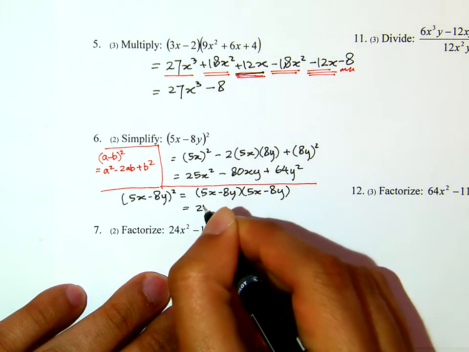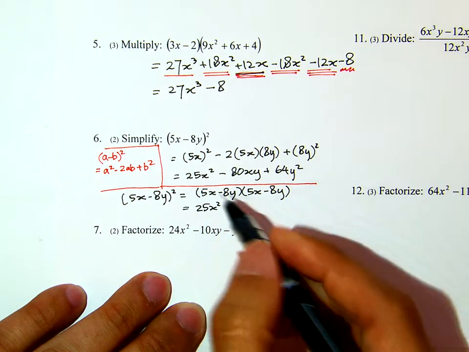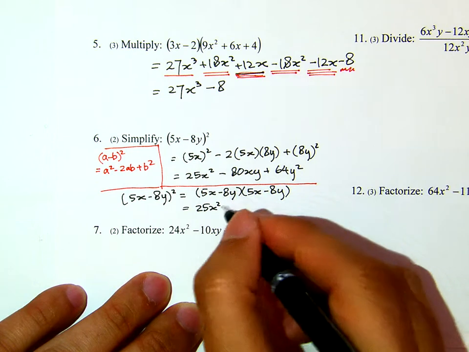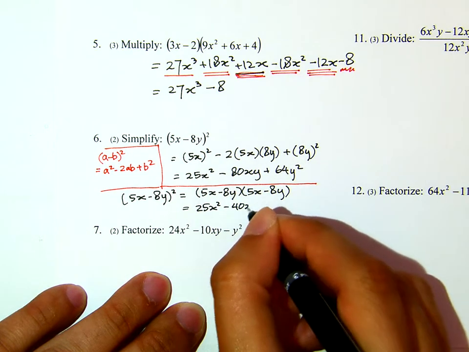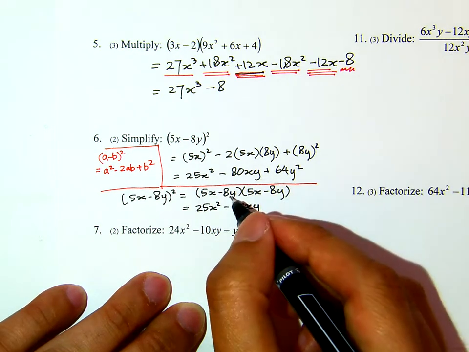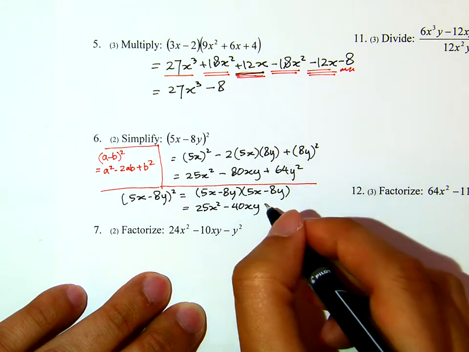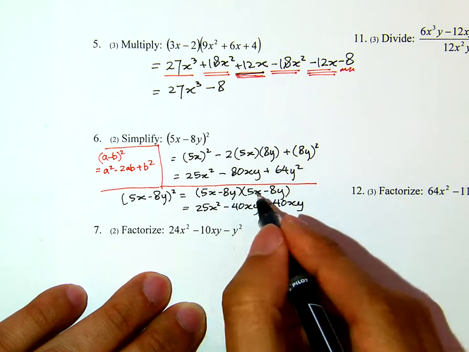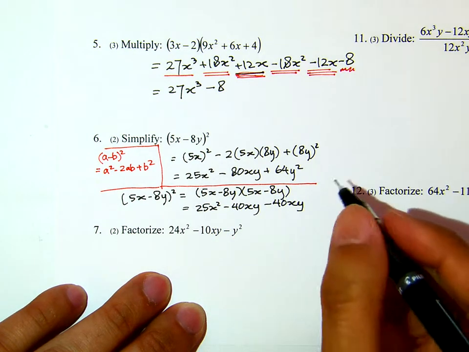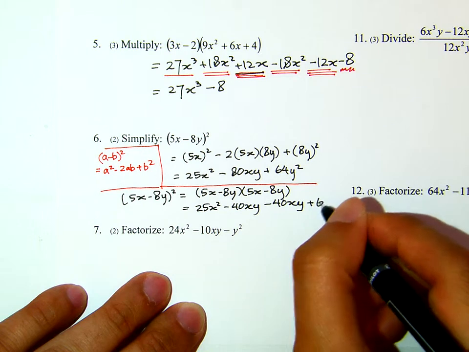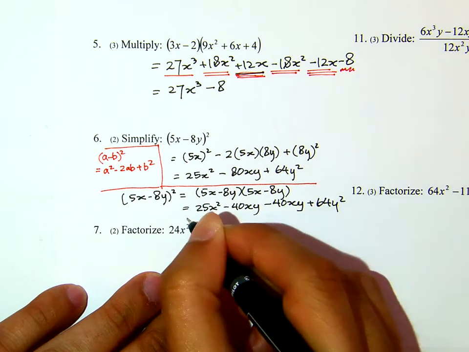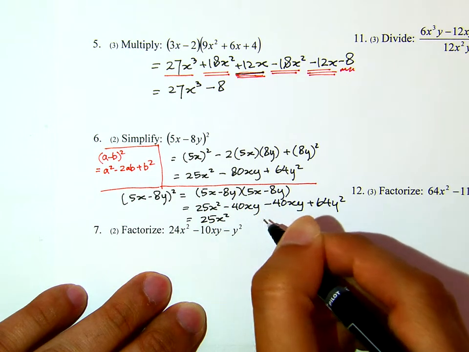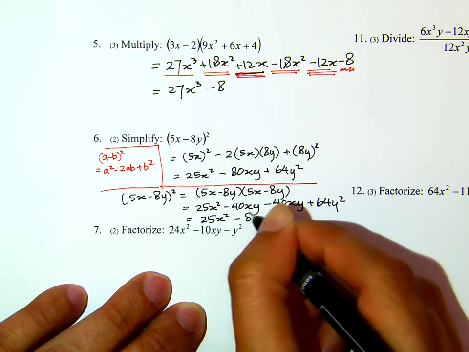The first term is 25x squared. The FOIL, the outer 5x times negative 8y is negative 40xy. The third term, negative 8y times 5x, also negative 40xy. Right? And then the last terms, negative 8y times negative 8y, is plus 64y squared, which if I combine the middle like terms, I will get what I have on the top.